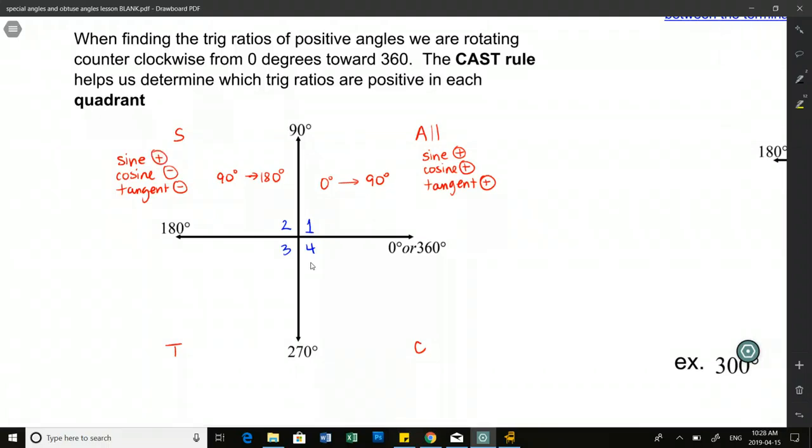What do you think the S stands for here? This is the sine quadrant. And what do we notice about sine in the sine quadrant? It's positive, and then cosine and tangent are negative. Okay.